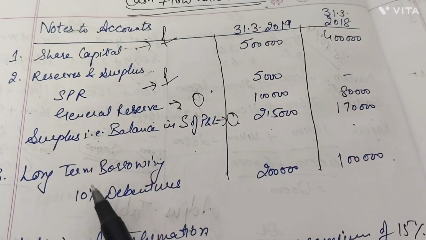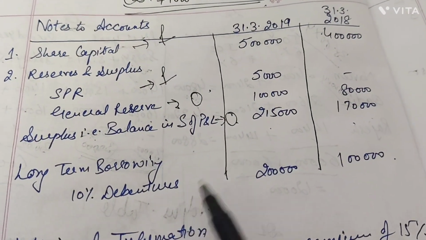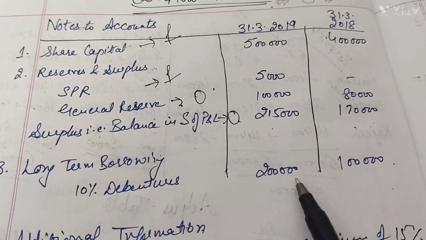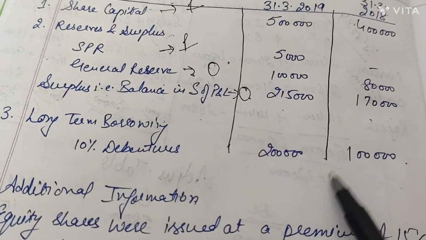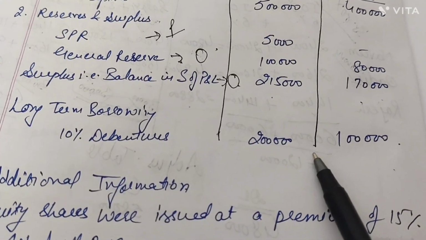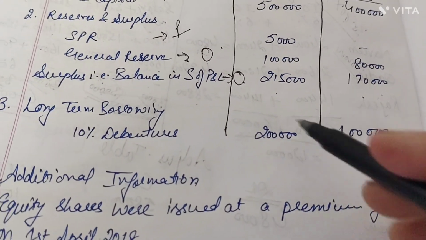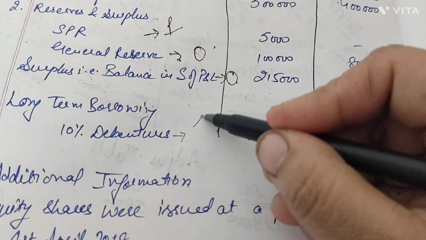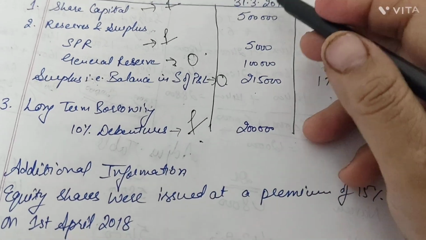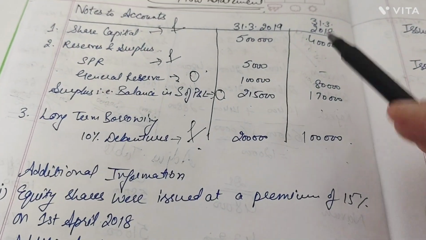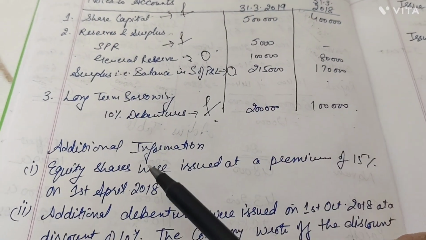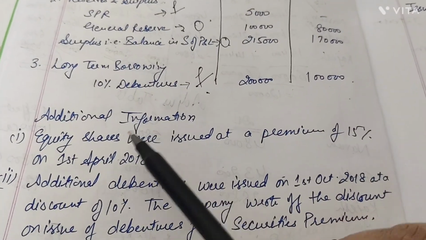Then under long-term borrowings, the 10% debentures have also increased by rupees 1 lakh here. It means there is an issue of 10% debentures during the year of rupees 1 lakh. So this would also be considered in your financing activities. Now for the notes to accounts, we are clear which are to be considered in which activity. Let's go to the additional information.